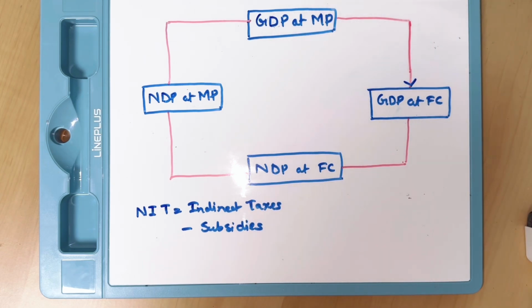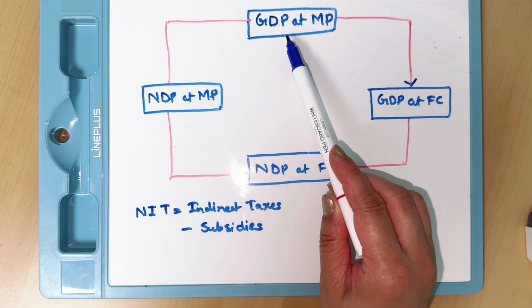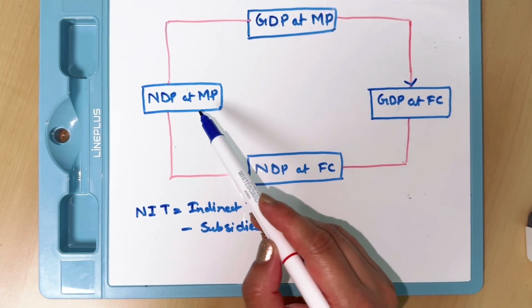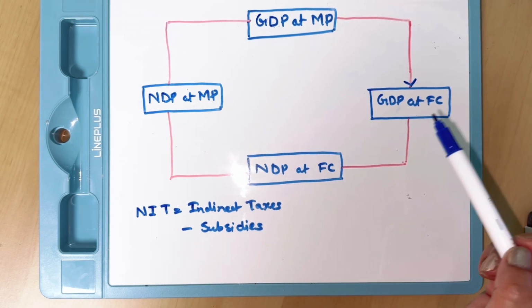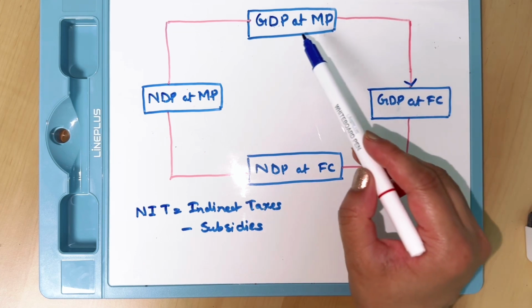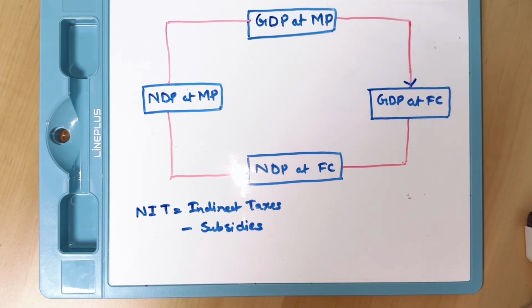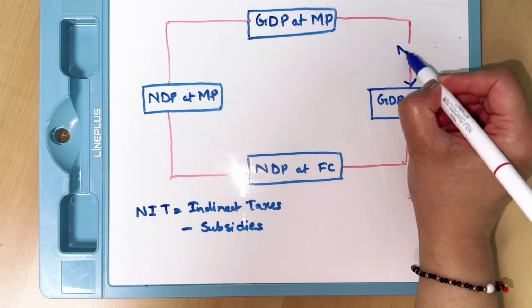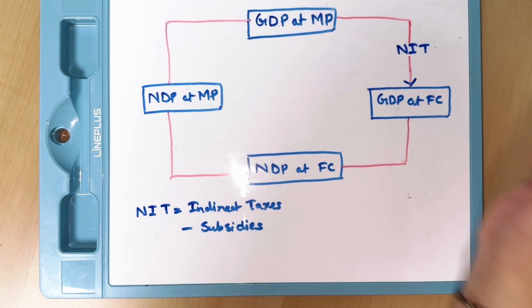Now let us look at the relationship among the 4 domestic aggregates, which are GDP at market price, GDP at factor cost, NDP at factor cost, NDP at market price. First, we need to arrive from market price to factor cost, from GDP at market price to GDP at factor cost. So what adjustment we need to do for that? We need to subtract net indirect taxes.